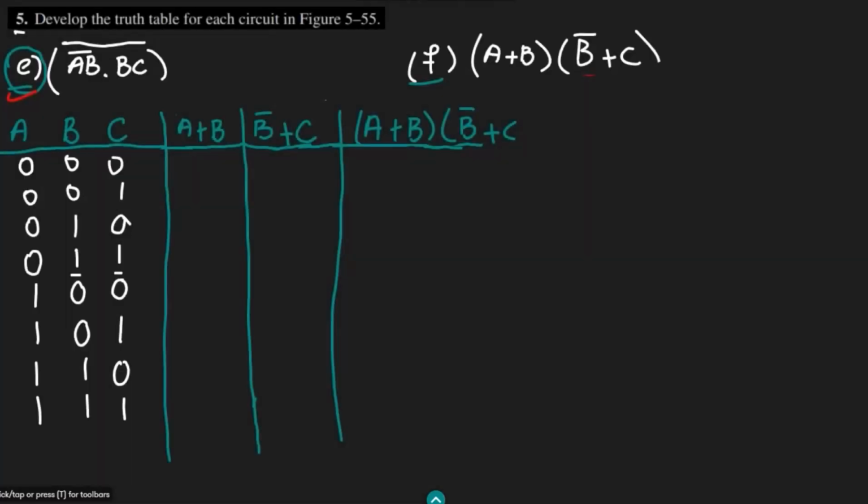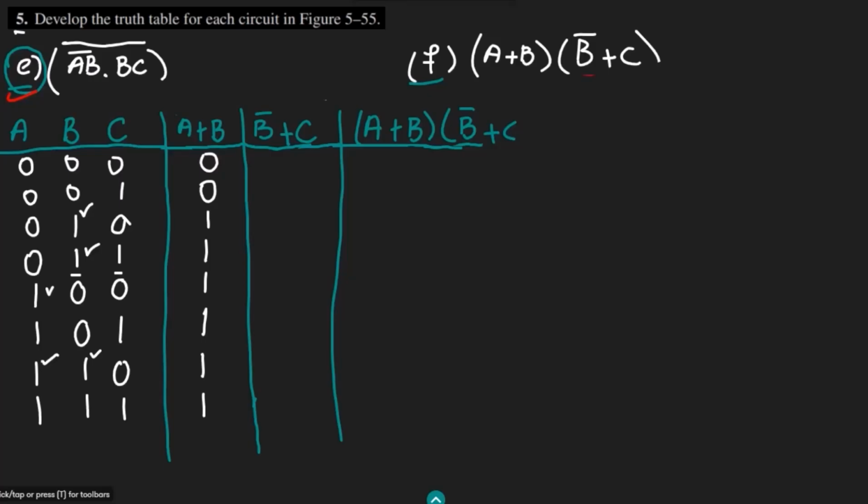So let me write them. So A plus B, if any one of A or B is 1, the output will be 1. So it is 0, 0, 1 here because now B is 1. Similarly here 1 because this is 1. Similarly the other ones because now this is 1. Sorry for it. Here this one is also 1 because now two of them are 1, so the output will be 1 as well, and here 1 as well.